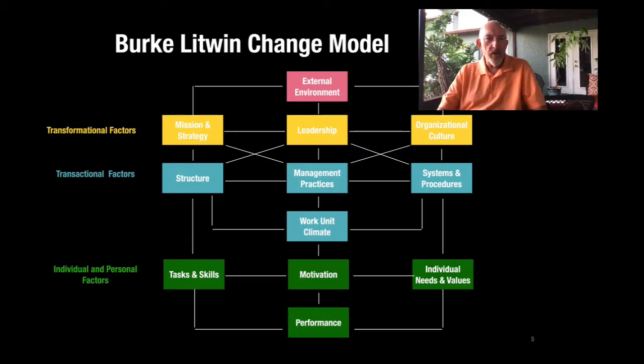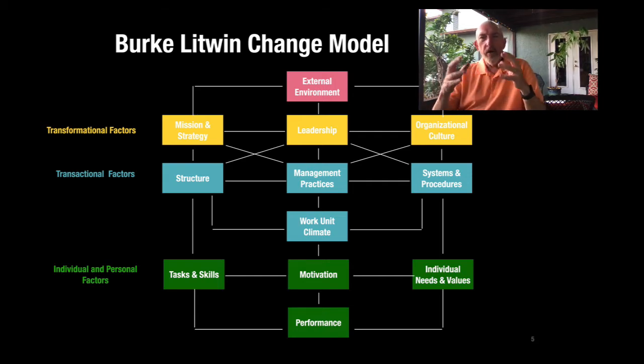This is called the Burke-Litwin change model. Things happen outside the company, and they can affect the mission, leadership, or the organizational culture of the company. And when they do, these are transformational issues. These can change the entire nature of the company. These factors will then also affect the way that the company does business. It can affect its structure, its management practices, its systems and procedures, and these are called transactional factors.